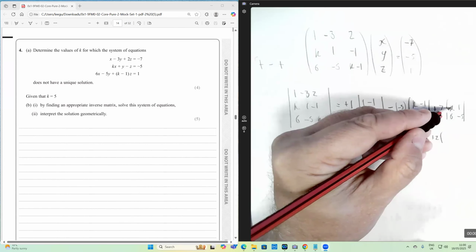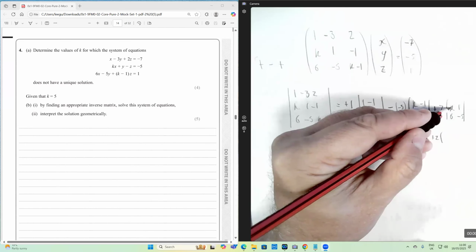So if we're going to solve this, we can take out k as a factor, giving us k(3k minus 12) equal to 0, which means that either k is 0 or 3k minus 12 is equal to 0. So 3k is equal to 12, which gives us that k is equal to 4. So the two values of k for which the system of equations does not have a unique solution are k is equal to 0 or k is equal to 4. So that's part A done for our 4 marks.